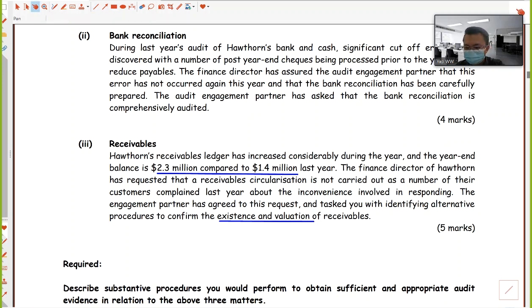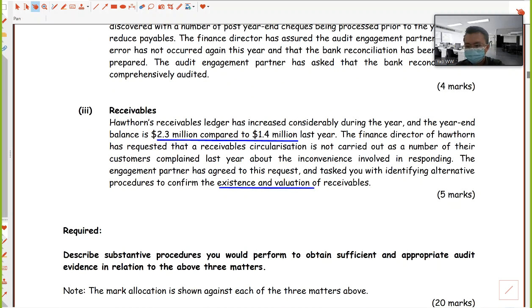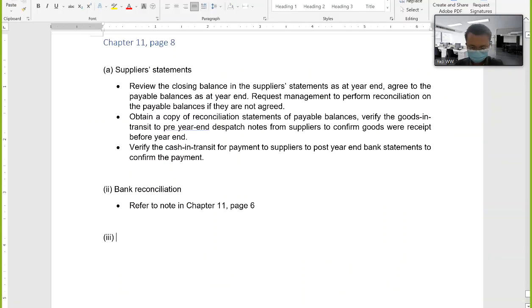So you do rights and obligation, cut off or no marks. Okay. So is this tough? Yeah, it's tough, because focus on existence and valuation, and you cannot use confirmation. So what to do? Okay. Receivables.